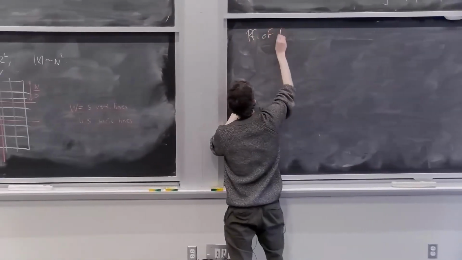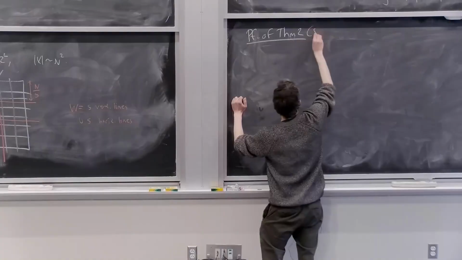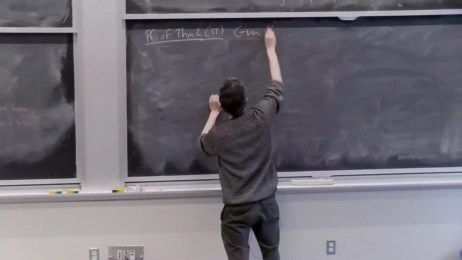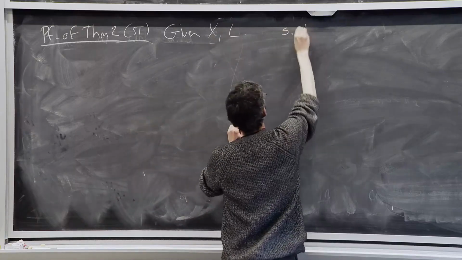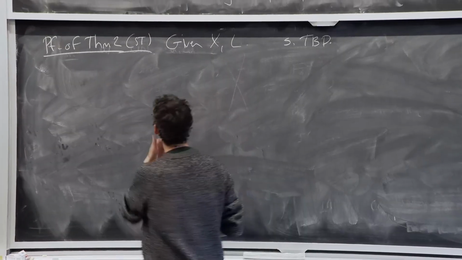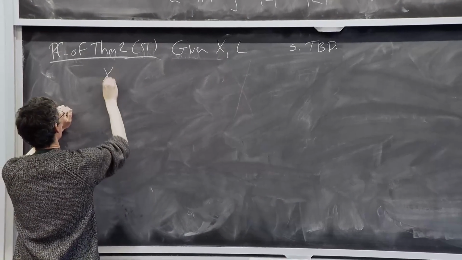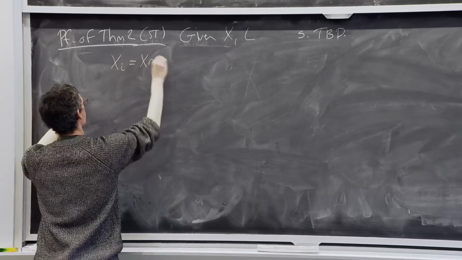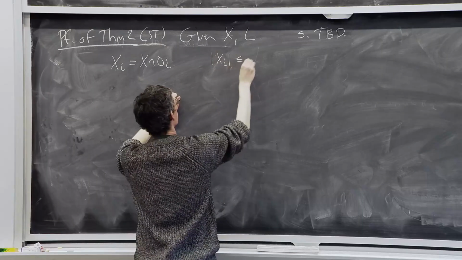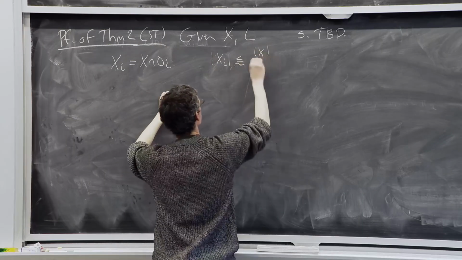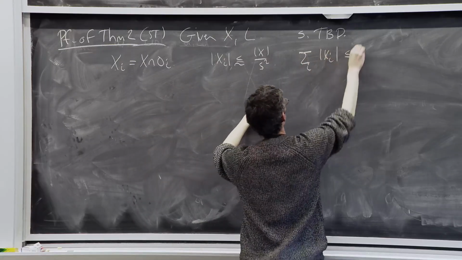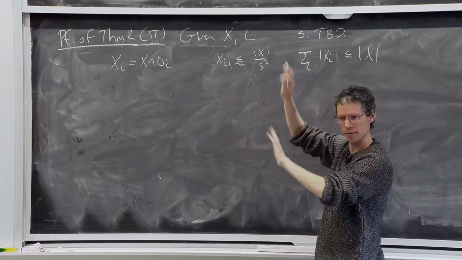All right, so proof of theorem 2, assuming this lemma. We're given X and L, and s is going to be TBD. And we can apply this thing. Let's say that X_i is X intersected with O_i. And we can say that |X_i| is less than or equal to about |X| over s squared. That was given to us as a bullet point. And the sum over i of |X_i| is at most |X|, because these are disjoint sets.